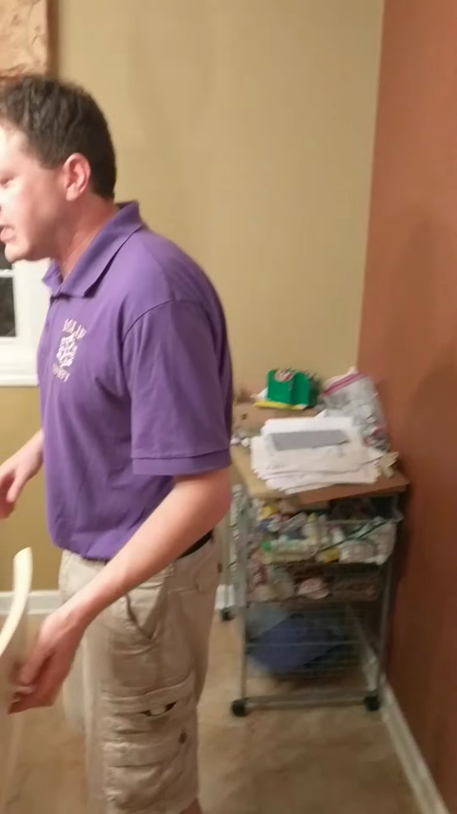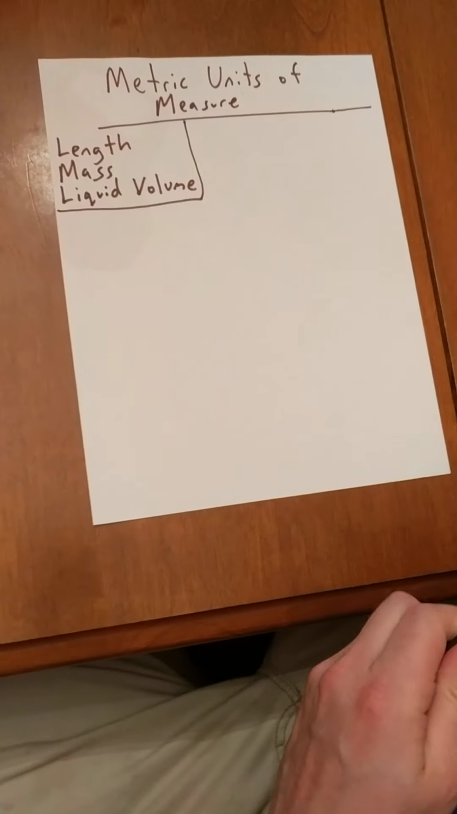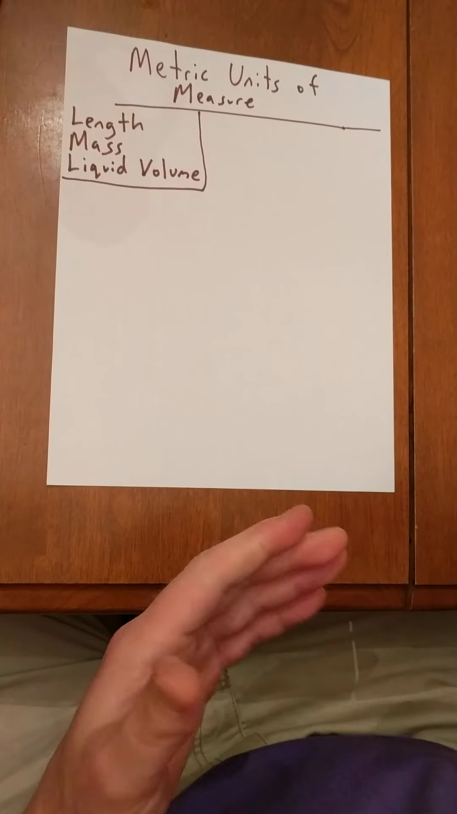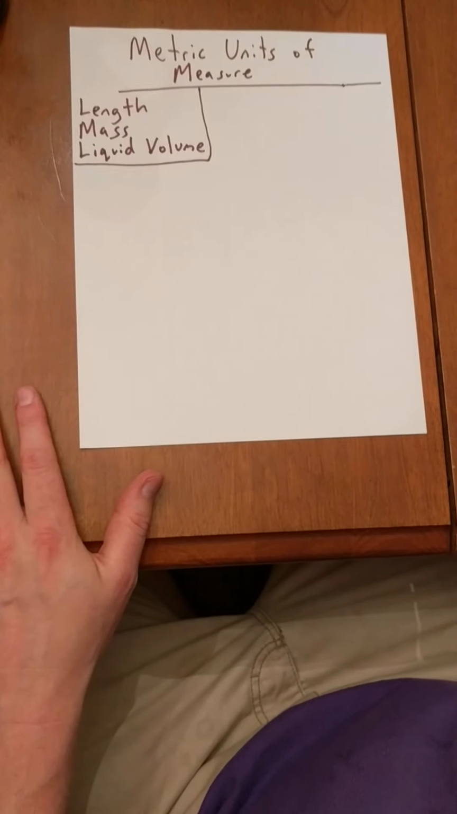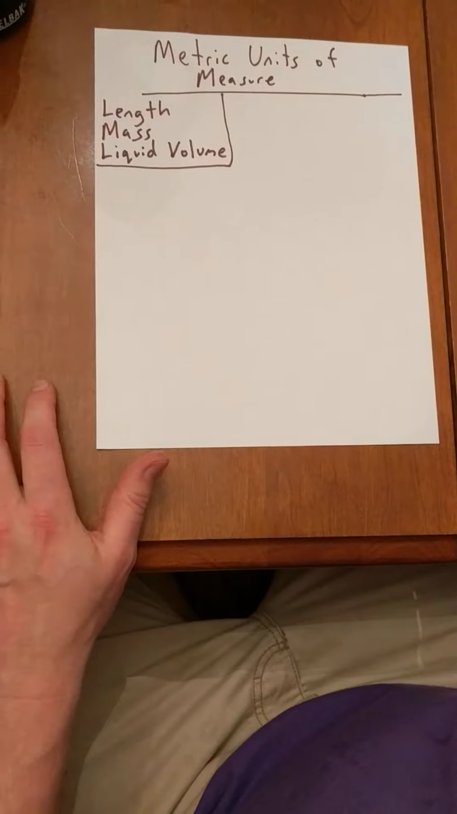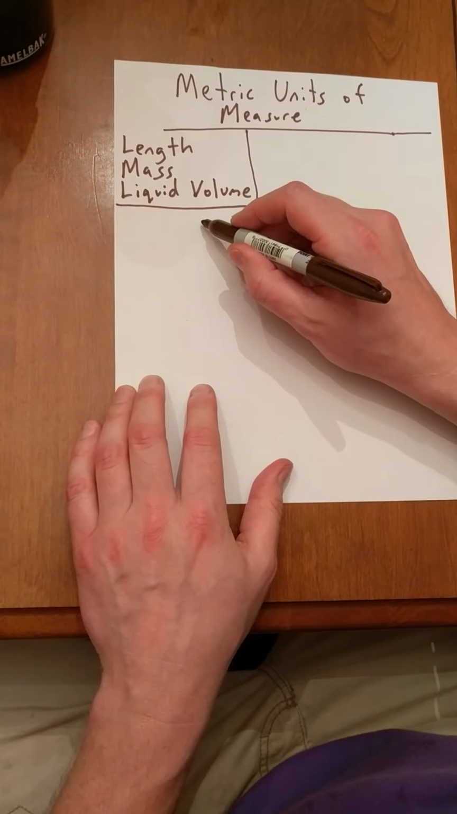So we're going to move on back here. As I said, it's length, mass, and volume, liquid volume. Mass is the metric system word for weight. So I'm going to give you the cheat sheet just like before, and you'll be able to do the conversions. Again, I think it's going to be a little easier. So for length, we are talking about the meter.